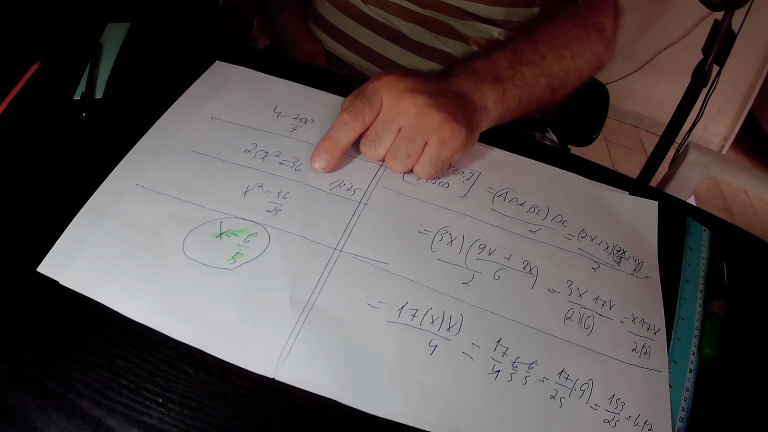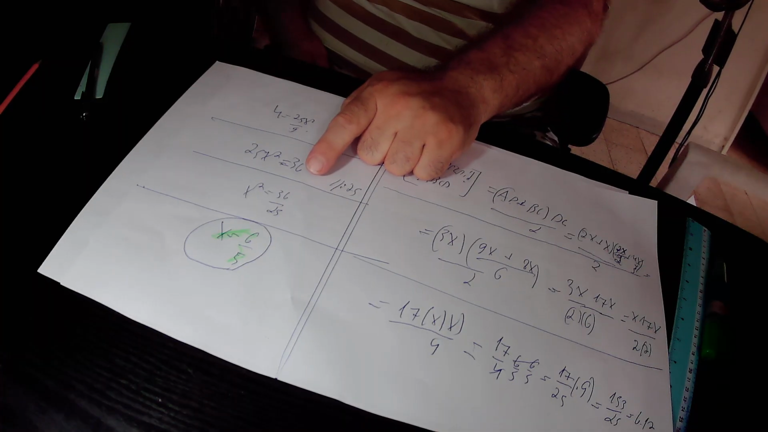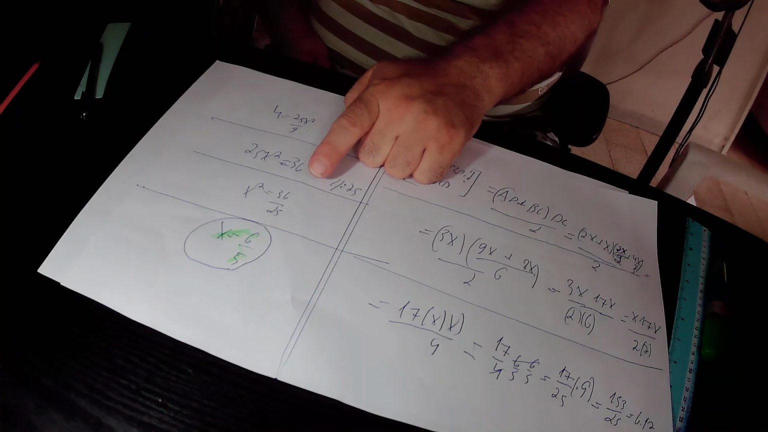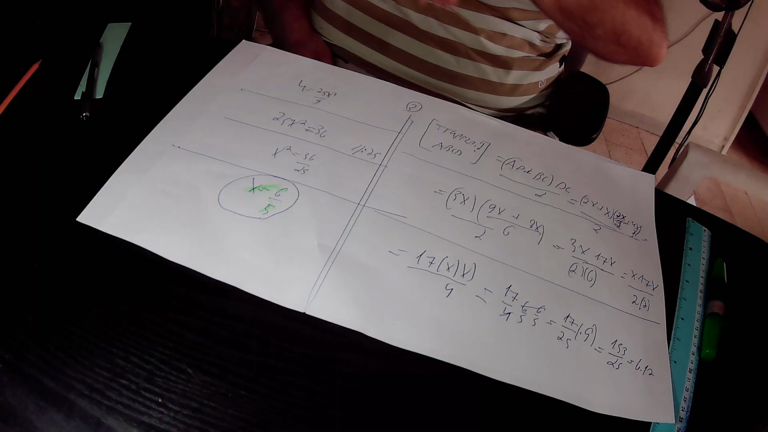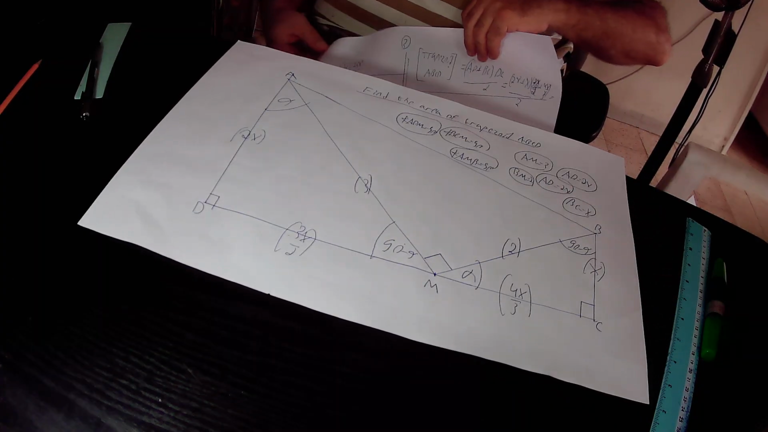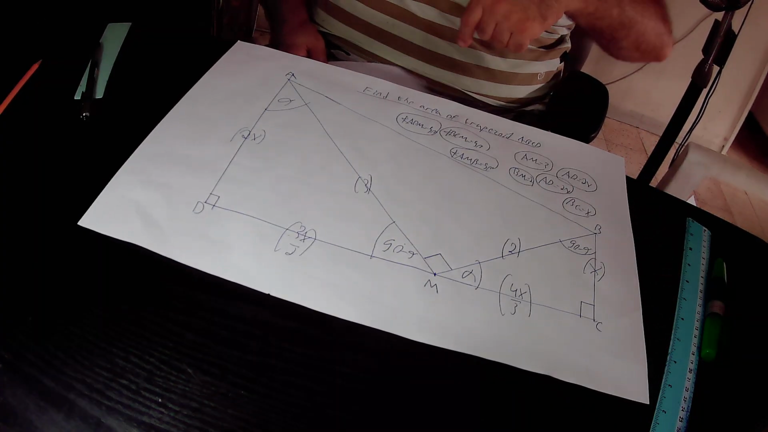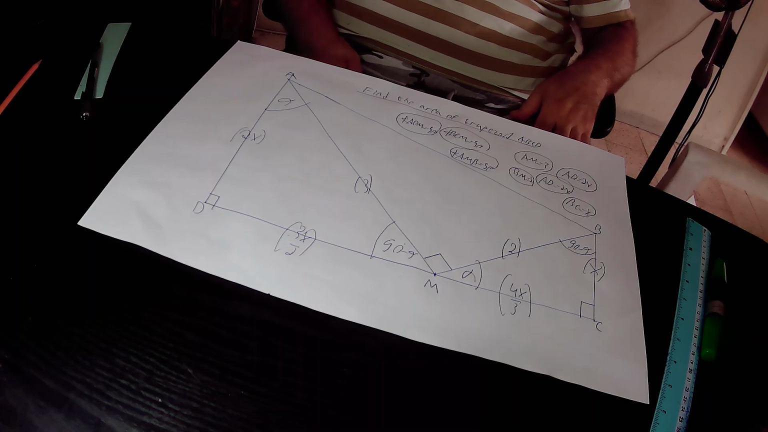Here we take the square root of this equation, and find that x equals the square root of 36, that is 6, over the square root of 25, that is 5. So in total, x equals 6/5. Our mission is to find the area of this trapezoid ABCD. So what is the area of trapezoid ABCD?